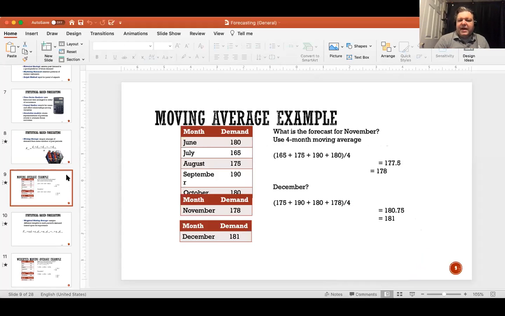And then given that, we just added up the previous 4 months, and that was given 4 months, divided by the number 4, because it was 4 months that were observed, and then get the answer. So for November, we said it was 178 pallets. For December, we said it was 181 pallets. Again, for December, we went 4 months back, including November, October, September, and August.